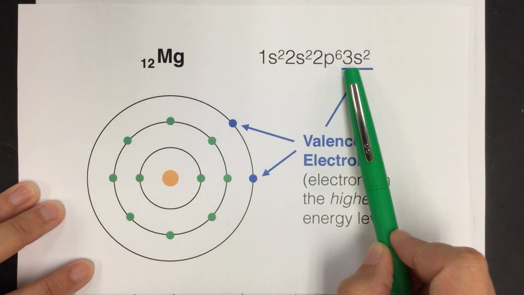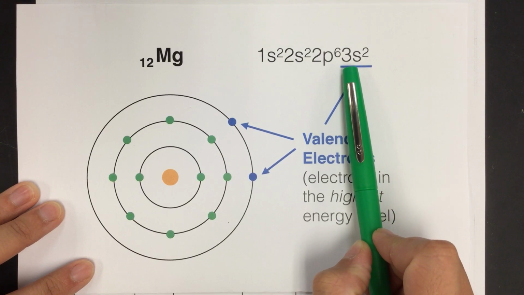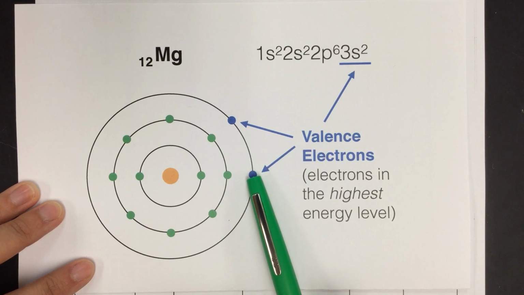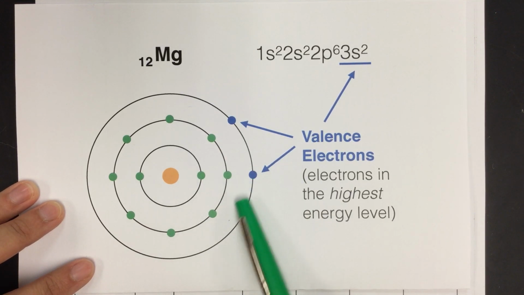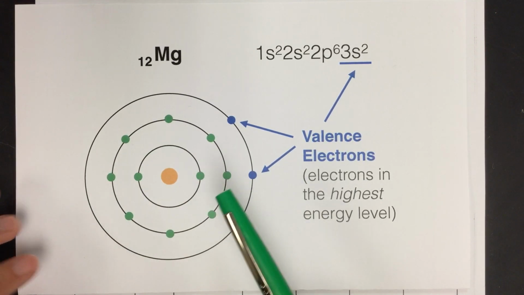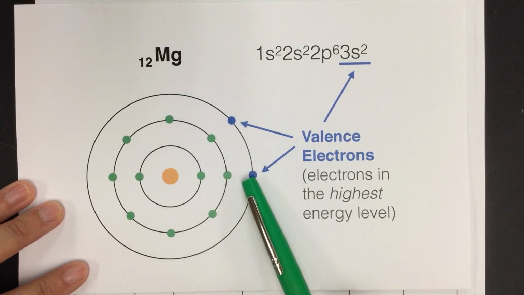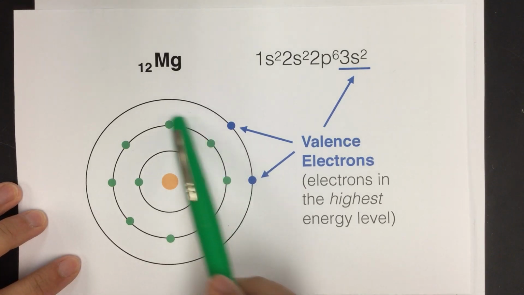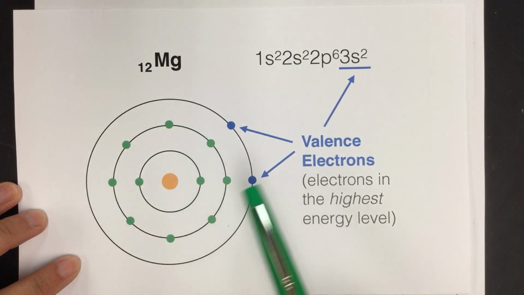And then the next energy level is the third energy level, and there we have 3s2, so there are just 2 electrons in the outermost energy level, which for magnesium is this third ring, the third energy level. And these are the valence electrons. Valence electrons are the electrons in the highest energy level. These ones on the inside are the core electrons.